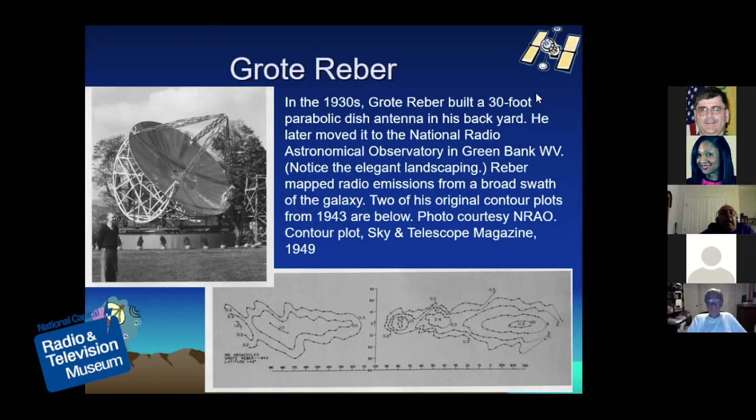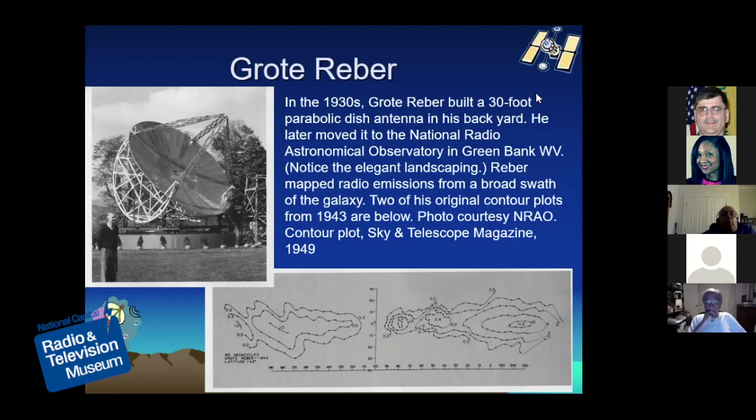Now, Reber could move his antenna in azimuth and elevation, so he could map radio emissions from a broad swath of the galaxy. And two of his original contour plots from 1943 are reproduced on this slide. And the photo is from the National Radio Astronomical Observatory, and the contour plots came from Sky and Telescope magazine from 1949.